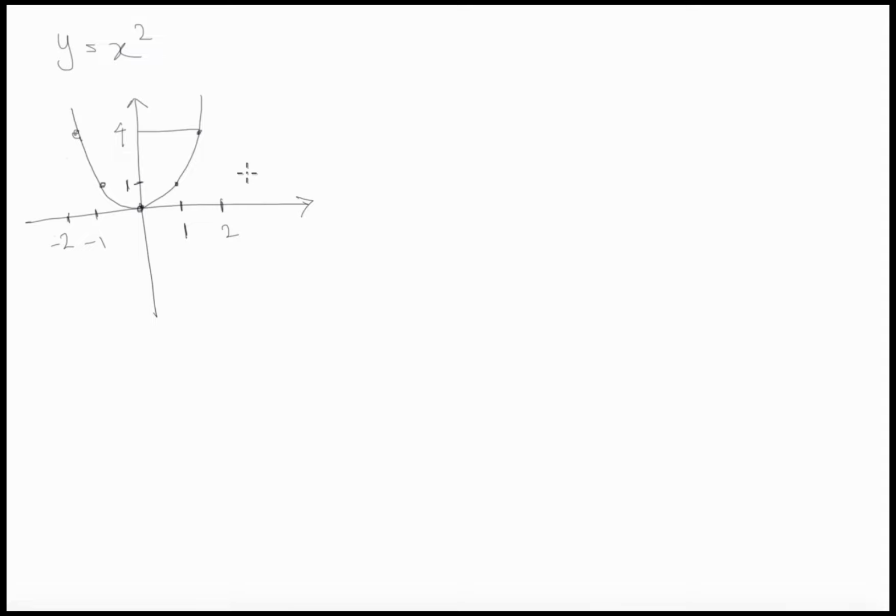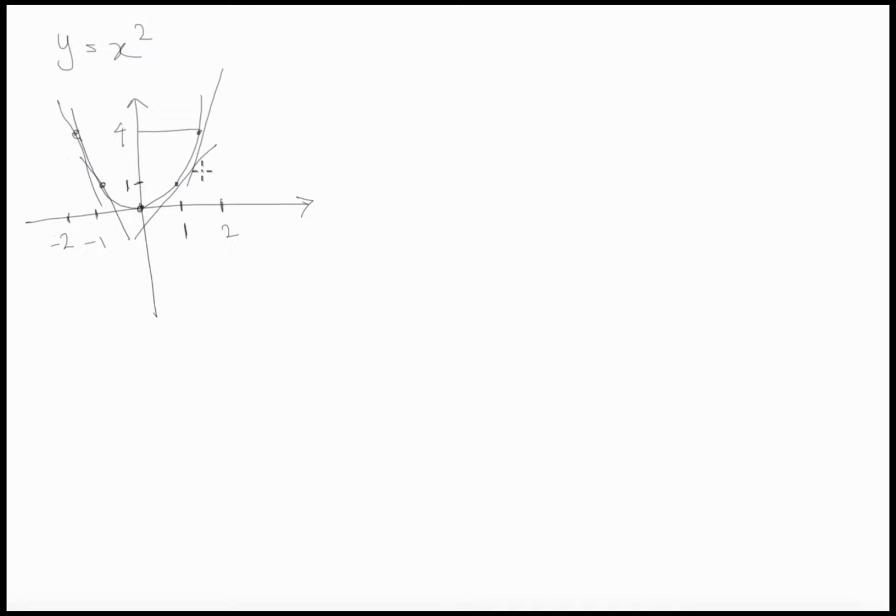What I want to do is draw tangents to this curve at each of these points. That's the first tangent. We have the next tangent. Here we have one tangent, then another tangent.